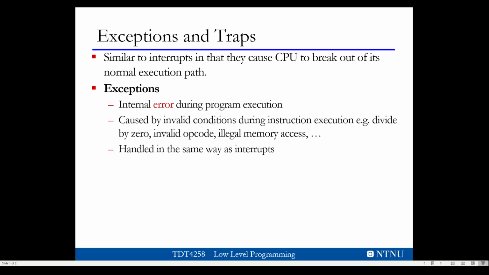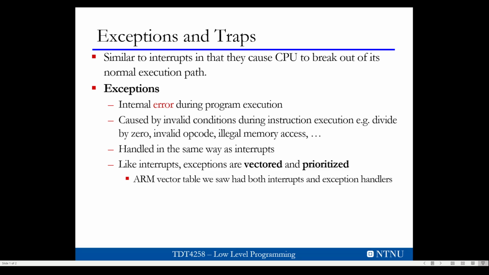The exceptions are handled in the same way as interrupts, which means they also cause the CPU to stop executing what it was executing earlier, save some state, and then jump to a different location to execute a special piece of code. Just like interrupts, exceptions are also vectored and prioritized. In fact, the vector table that we saw for ARM ISA had both interrupts and exception handlers.